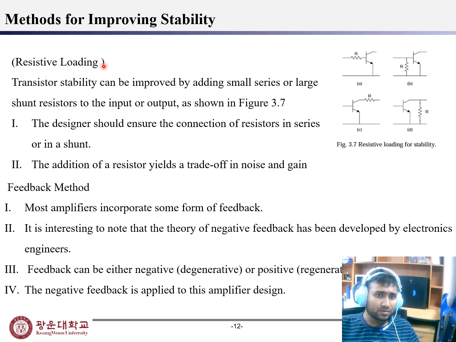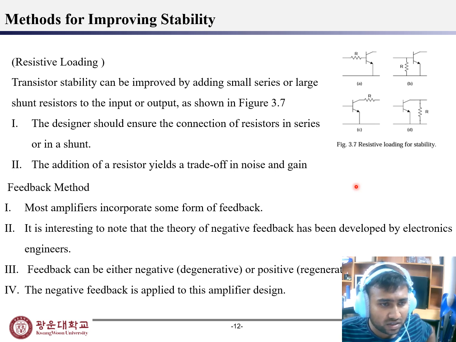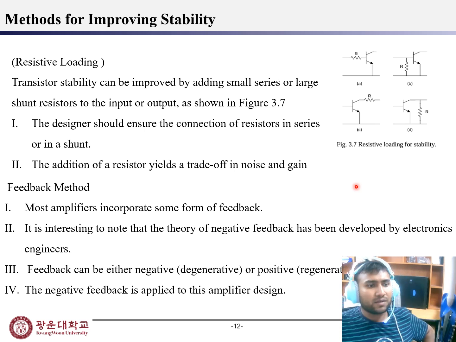First of all, resistive loading. Here figure 3.7 is resistive loading for stability. Transistor stability can be improved by adding a small series or large shunt resistor to the input or output. That's shown in 3.7. The designer should ensure the connection of the resistor in series or shunt. The addition of a resistor yields a trade-off in noise and gain.